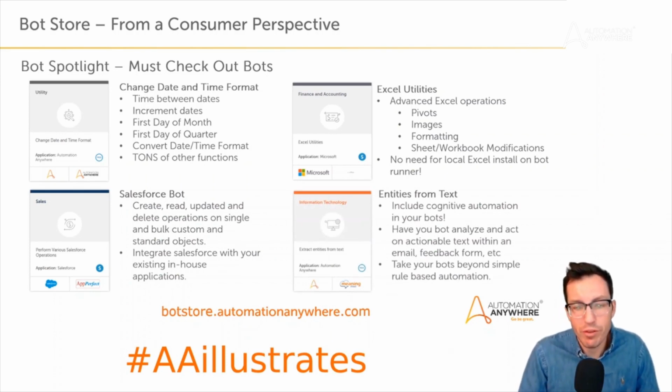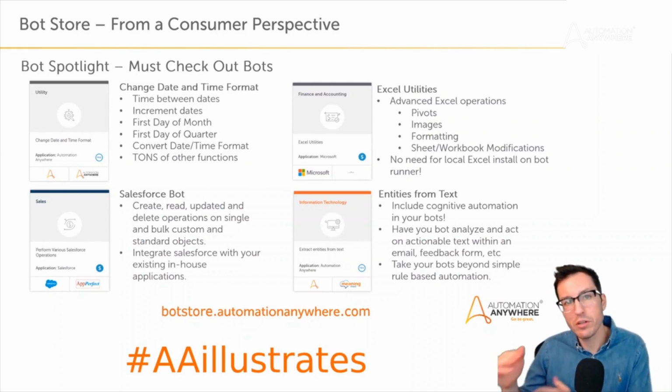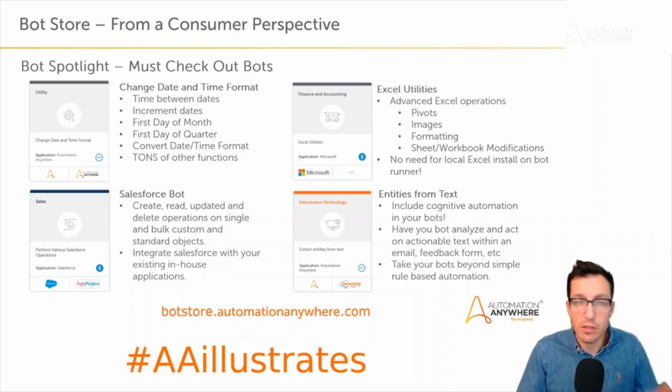Entities from text. So this is one from a vendor called Meaning Cloud. This is how you can start to really extend your RPA from rule-based automation to starting to look into more cognitive automation. And a first step for many people is IQBot, where you're starting to add that intelligence of being able to do extraction of data from images. This is another cool example where you can start to analyze text.